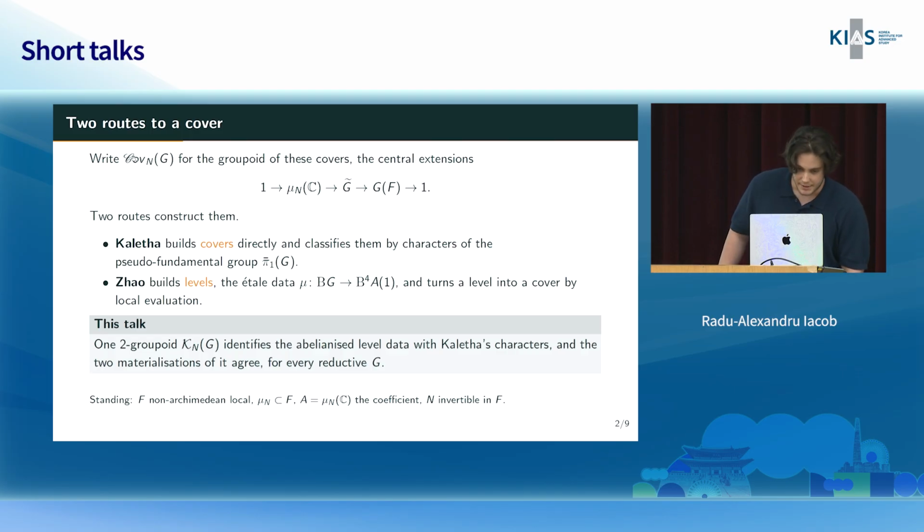We have some assumptions there. So F is a non-Archimedean local field. We usually take F to contain all the roots of unity. Maybe this is not needed, but I'm still working out the details, so let's just assume this as well.